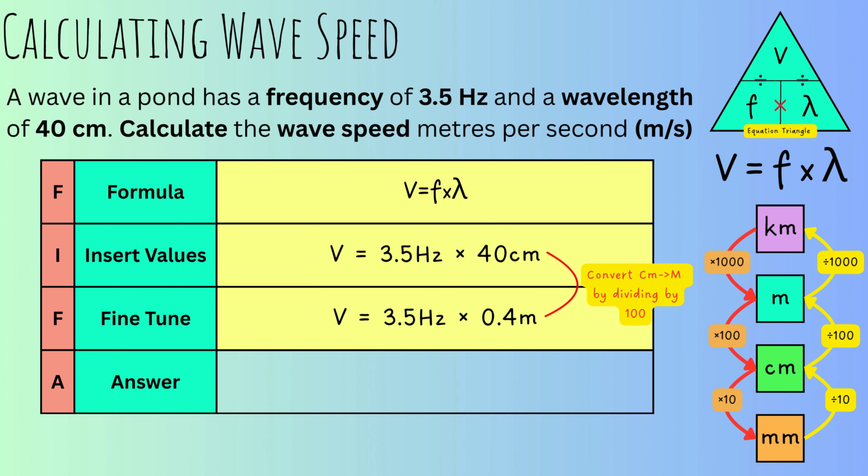Writing out that equation again, that now becomes 3.5 Hertz times 0.4 meters. Do the calculation and include the units at the bottom in A, which is your answer, and it is 1.4 meters per second.